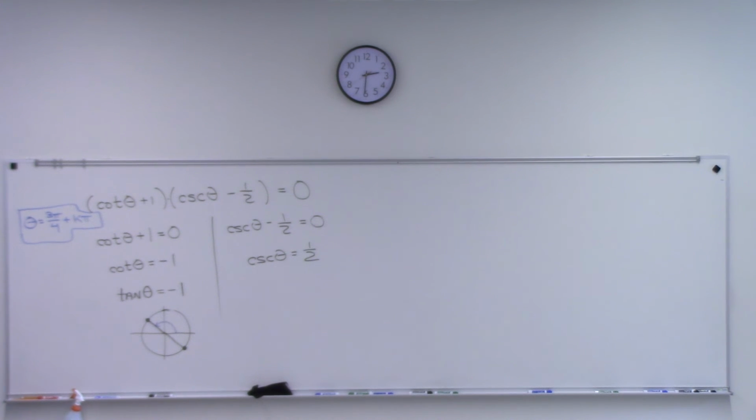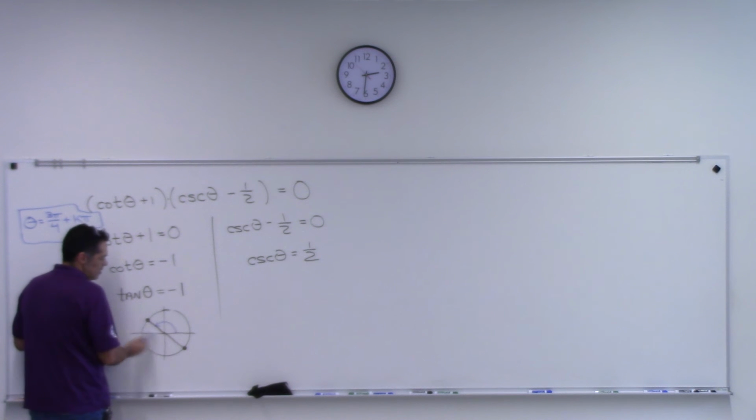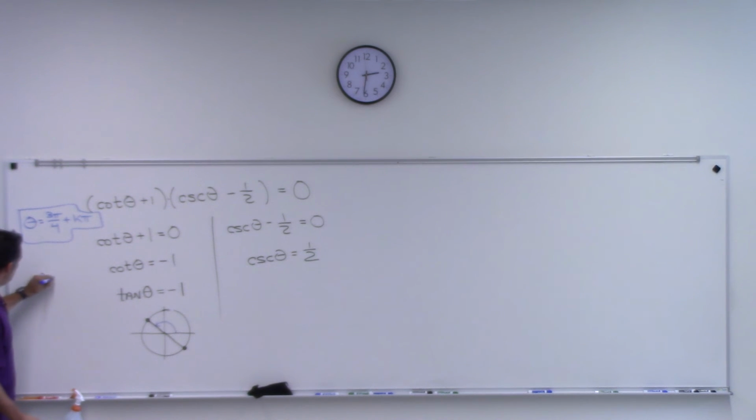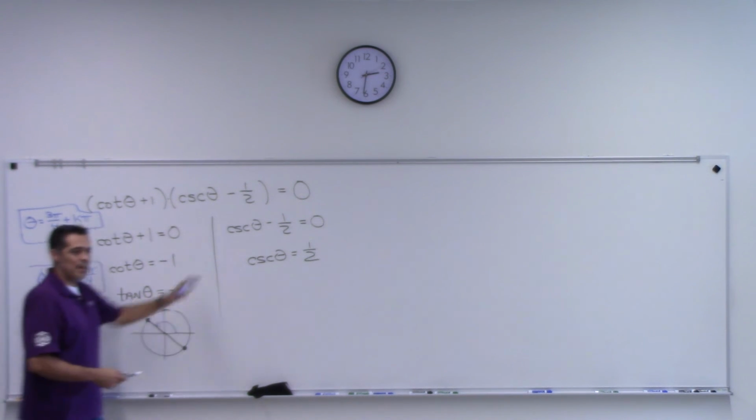Now, to get the answers between 0 and 2 pi, we can start plugging in different values. But because this is just theta and not 2 theta or 3 theta, I can just tell you what they are by looking. It's 3 pi over 4 and 7 pi over 4. Okay, so those are 2 solutions between 0 and 2 pi. That's my general solution. Now, what about this one?